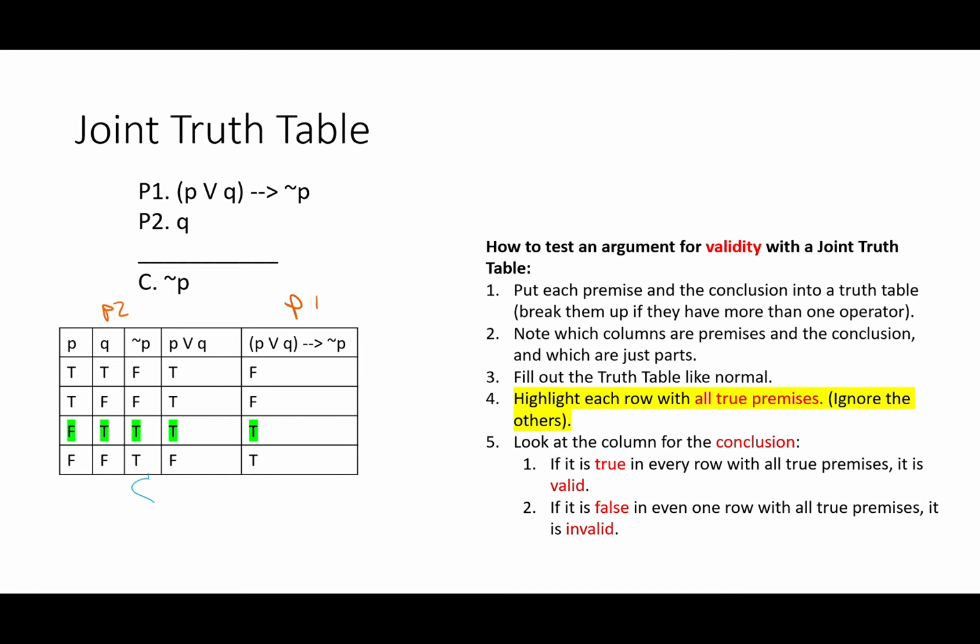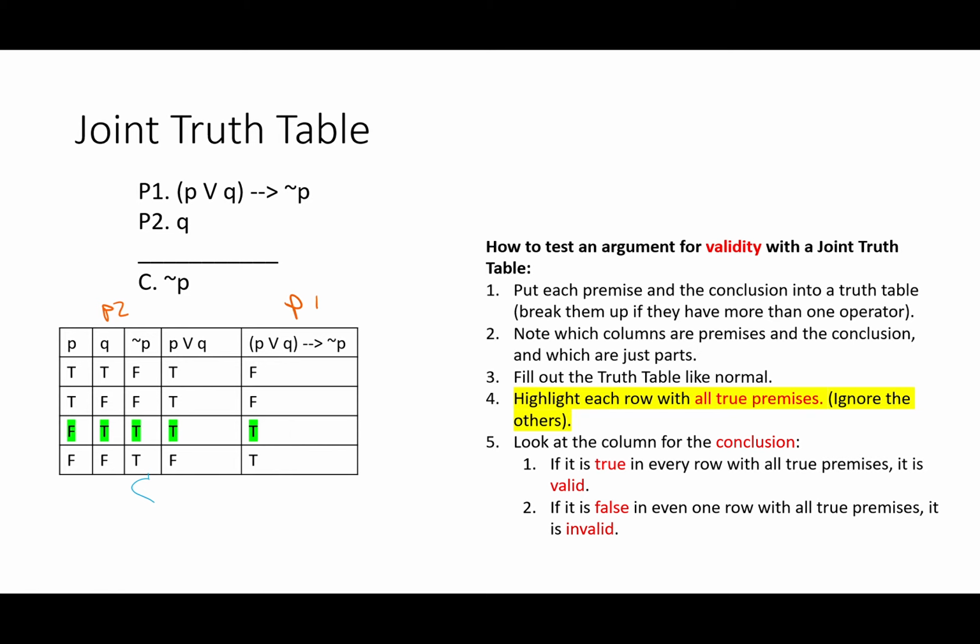Then we highlight each row with all true premises. The third row has all true premises. Remember, we're only looking at the second column with Q and the last column with if P or Q, then not P. The fact that it's true in P or Q doesn't matter.